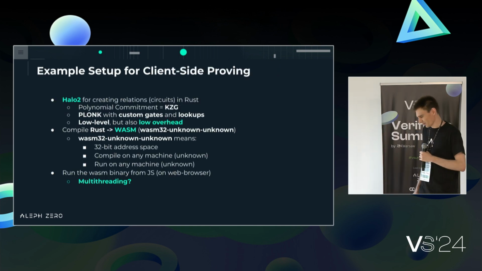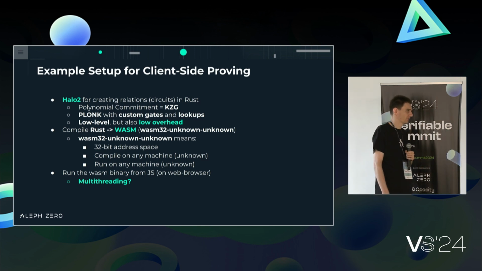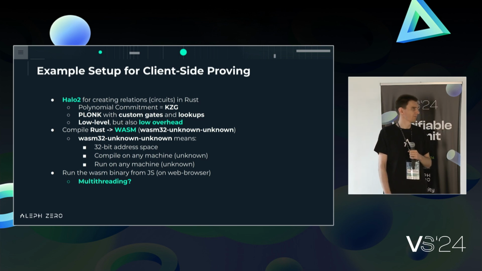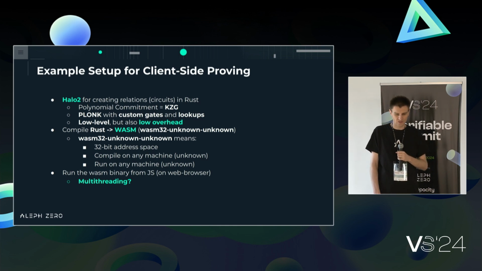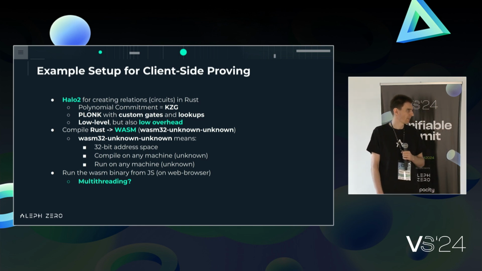So yeah, it's very challenging to prove things on the client side. We don't have access to all these powerful ideas to speed up proving. So let me offer one concrete setup that we use at Aleph Zero to actually generate proofs on the client side, which we think is quite effective. There's some potential for optimizations. And yeah, it offers quite good proving time for what we use.